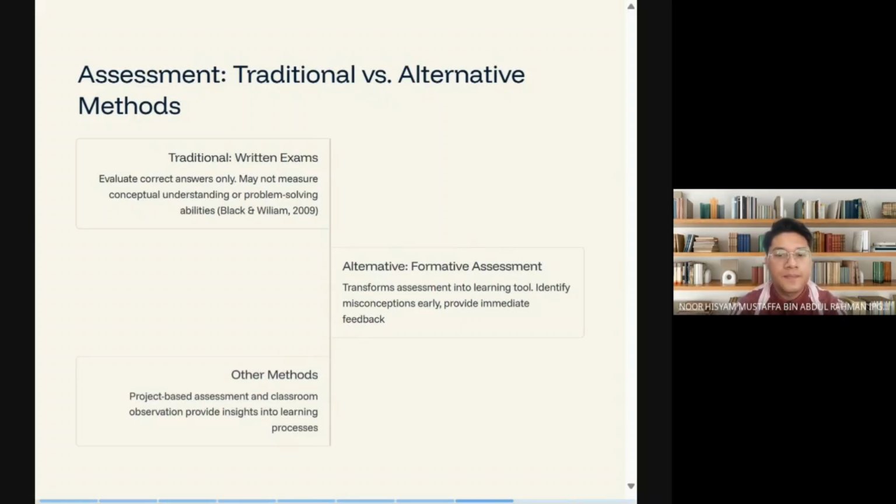Project-based learning promotes deeper understanding because students actively construct knowledge through real-world investigation and collaboration.